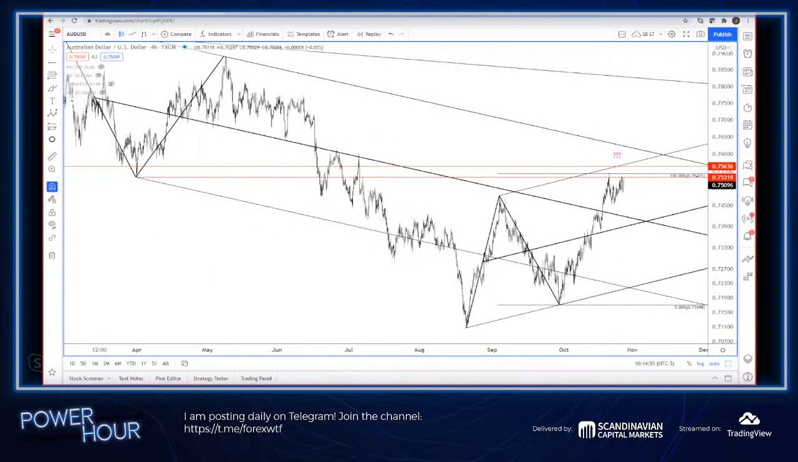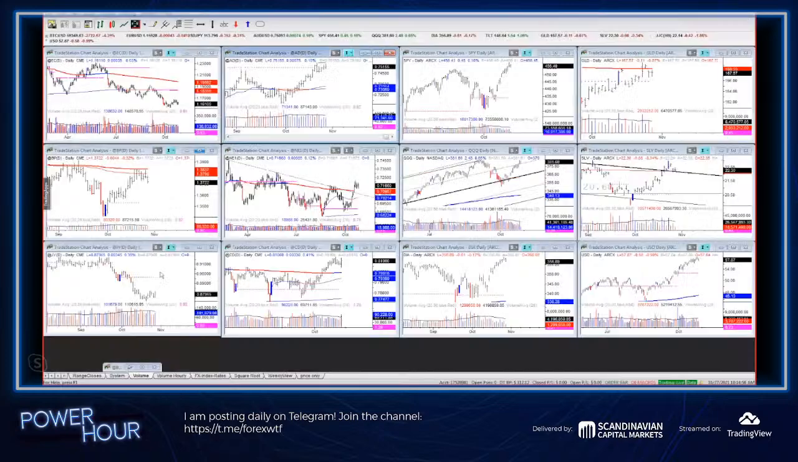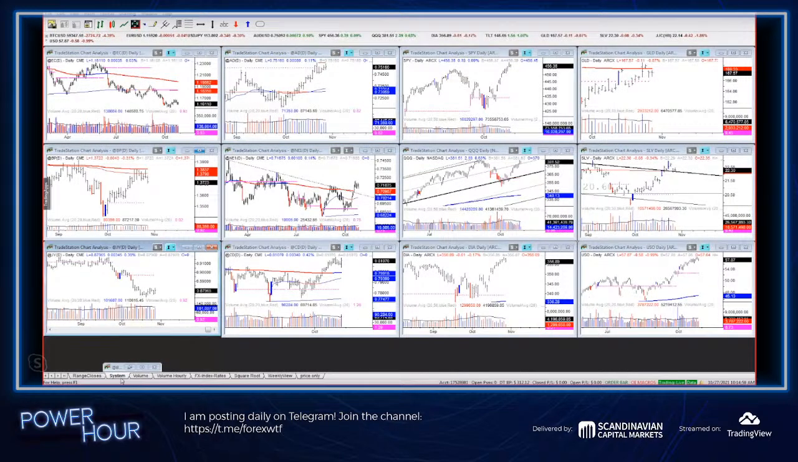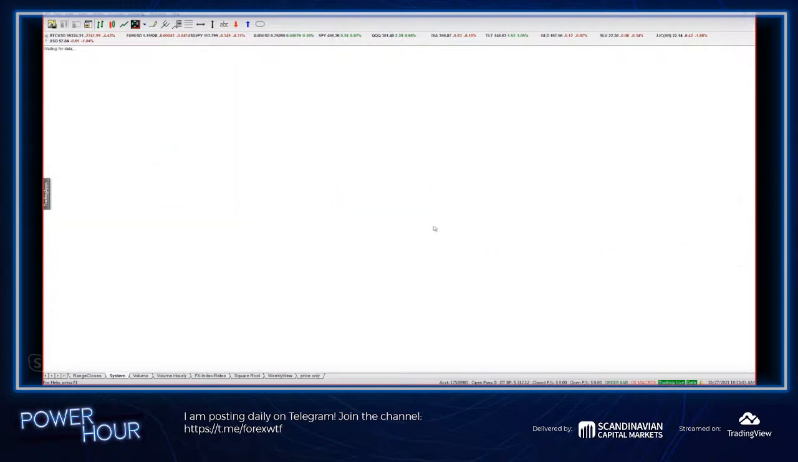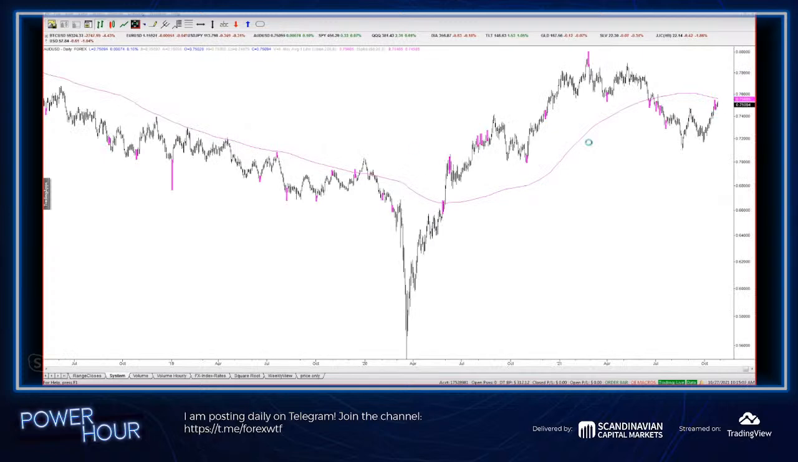Finally, let me show you a couple of interesting little signals that I got on Aussie. Okay, so we're going to throw up the 200-day average. Forgot to mention that. Again, very similar to cable in that we are under that 200-day average as well.